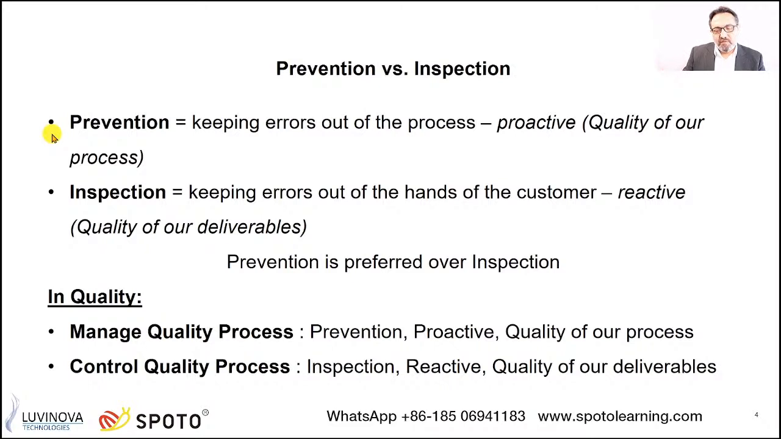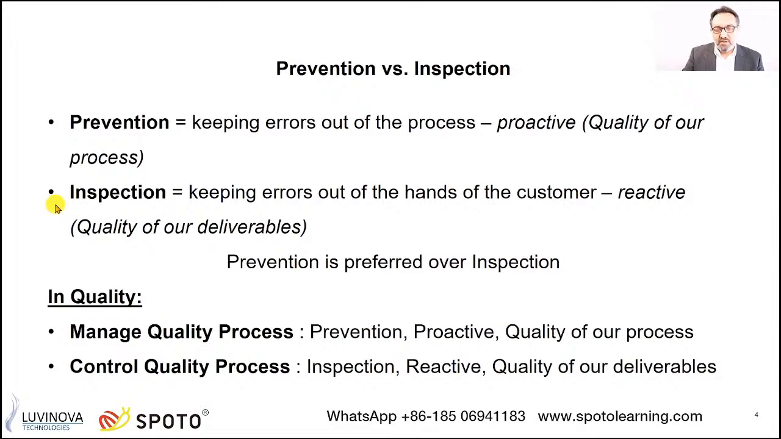This is where we need to focus to improve your work, to improve the framework that you are following, to improve your checklist, to improve the business process you follow. This is where you need to have audit to ensure that you are on the right track. So prevention, keeping errors out of the process. The main focus is the process, whereas inspection is keeping errors out of the hands of the customer.